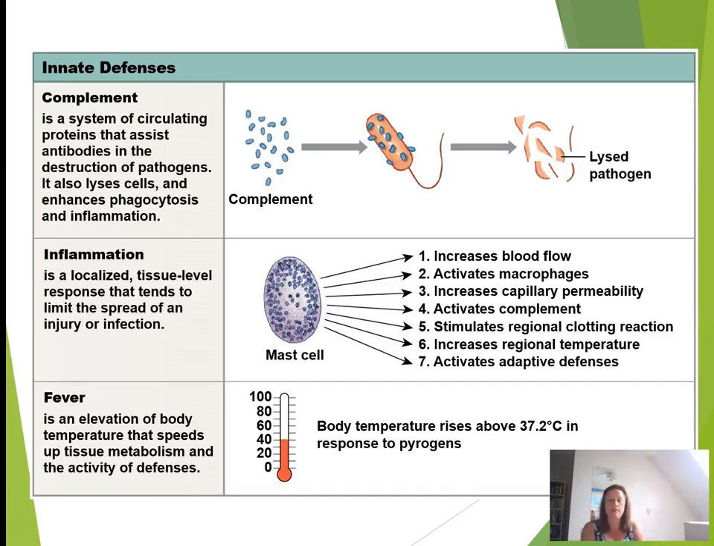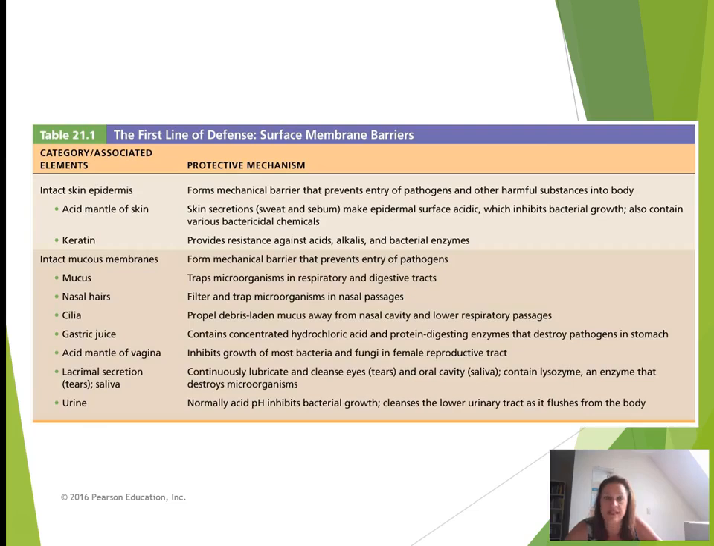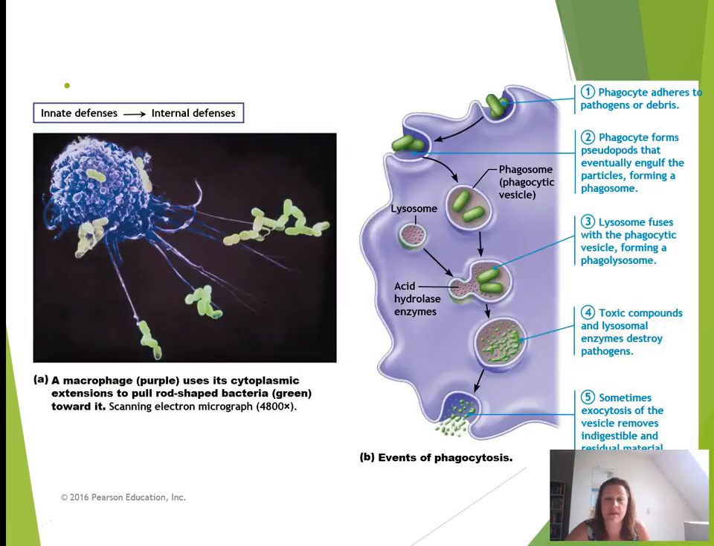It occurs anytime the body's tissues are injured. We're going to get to that in a sec. And then fever, the elevation of the body temperature, speeds up metabolism and the activity of our defenses, and also may play a role in reducing the spread of the virus and the bacteria in the body. Fascinating. Again, another table talking about the first line of defense, right? The skin and the mucous membranes and all of the different protective mechanisms that come with that.